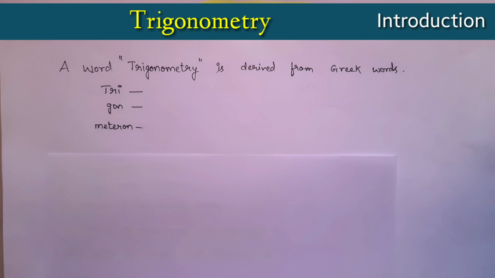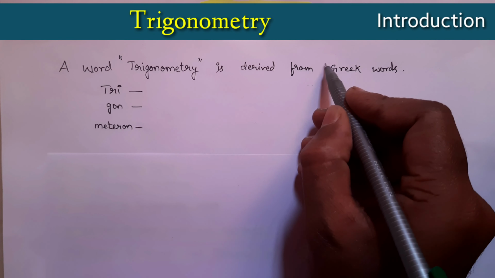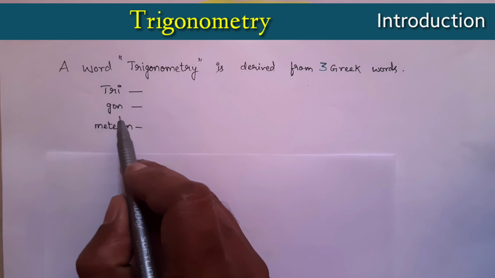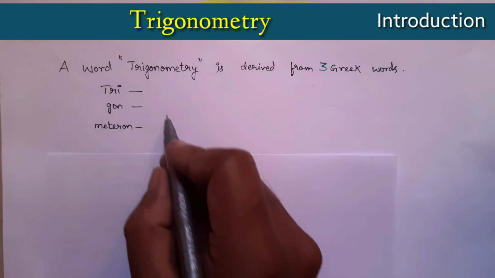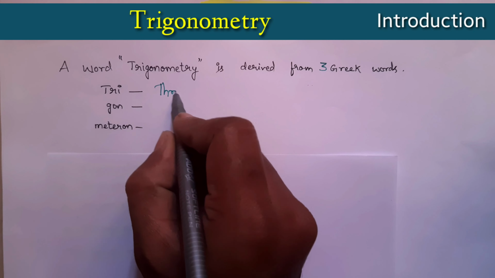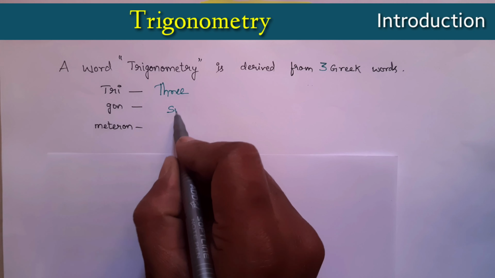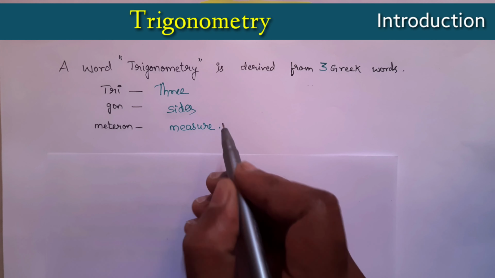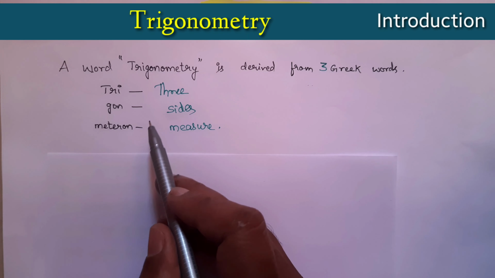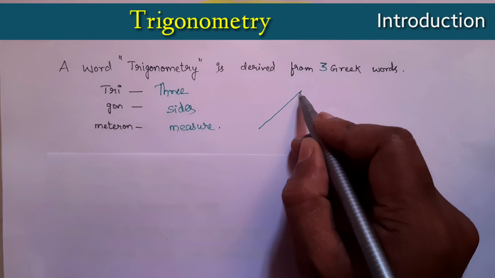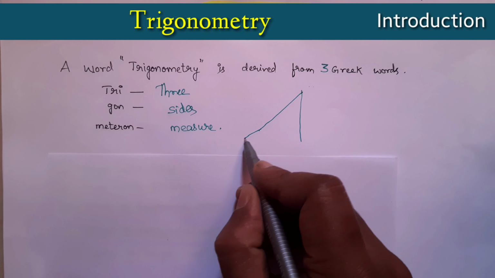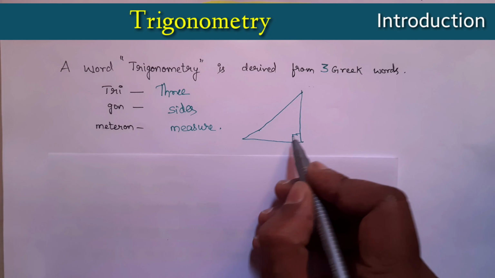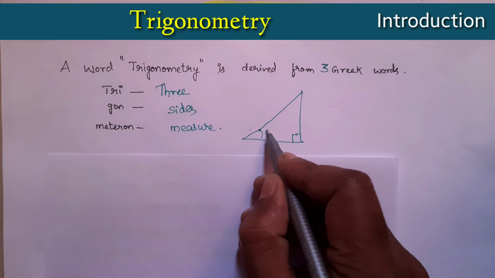Actually, the word trigonometry is derived from Greek words: tri, gon and metron. Tri means three, gon is nothing but sides, and metron is nothing but measure. As you know already, trigonometry is nothing but measuring three sides, particularly of a right angle triangle. So measuring three sides of a right angle triangle was considered as trigonometry in the starting days.